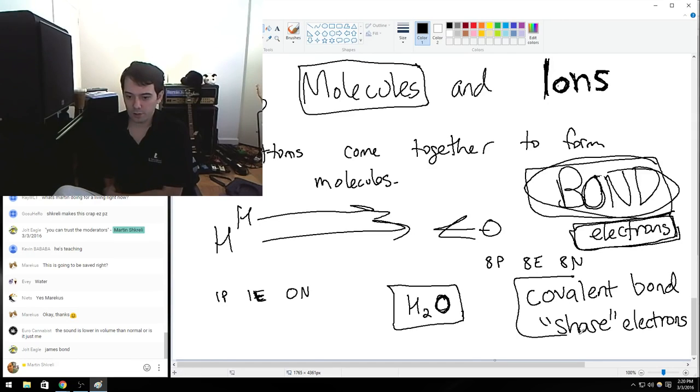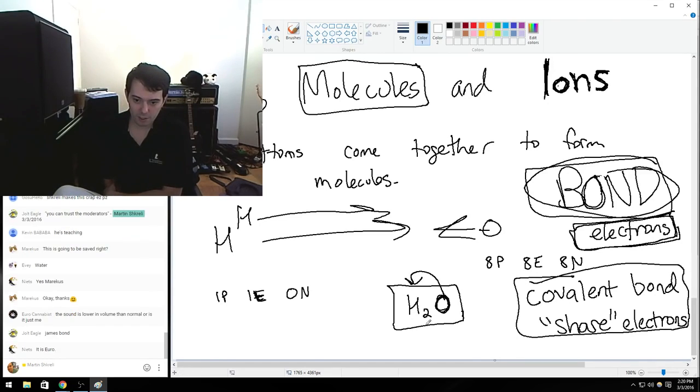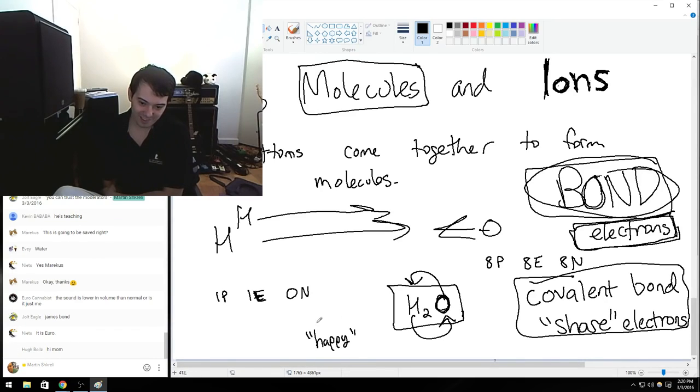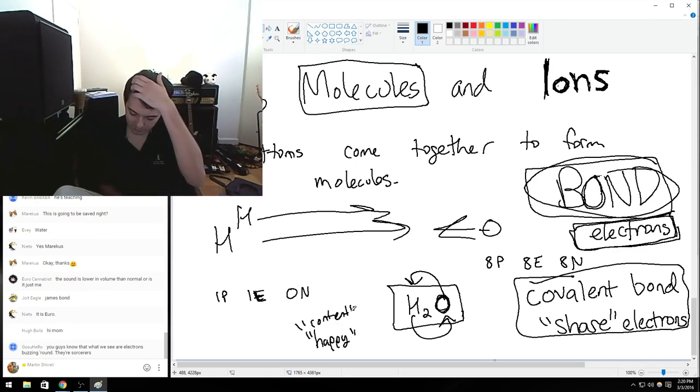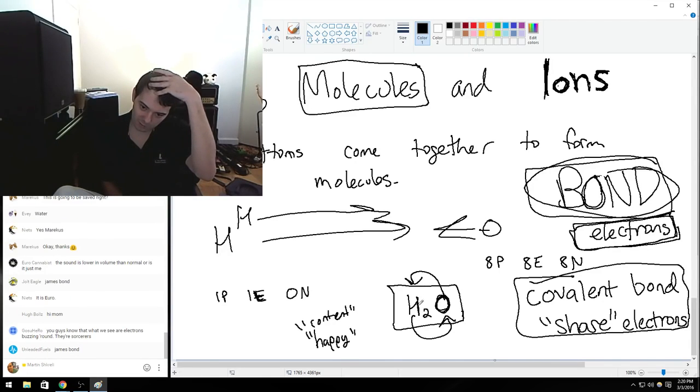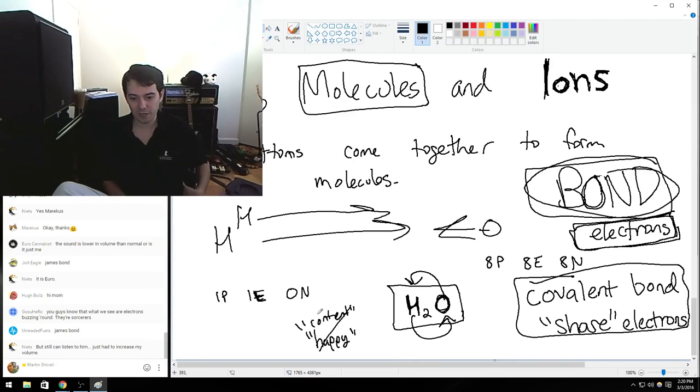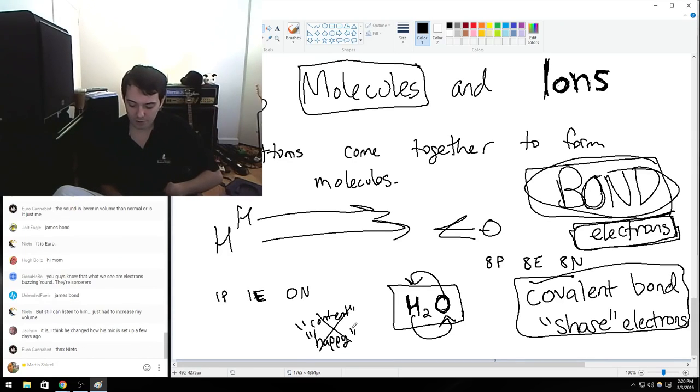So hydrogen and oxygen form a covalent bond, where oxygen is sharing some electrons with hydrogen, hydrogen is sharing some electrons with oxygen, and they become happy. We're going to talk about happiness or contentment quite a bit in bonding. We're going to go through this in more detail, but just think about these elements wanting to be more satisfied. There's a perfectly scientific reason. They're not actually happy or anything, but there's a scientific reason why they want to do this.